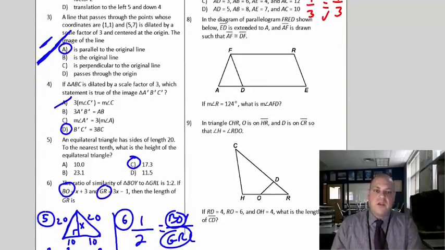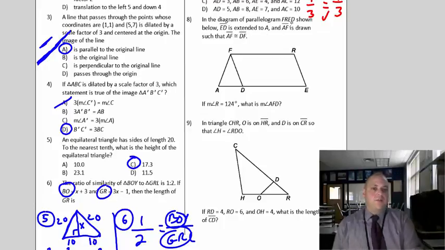Make sure they equal. In the diagram of parallelogram FRED shown below, ED is extended to A, AF is drawn such that AF is congruent to DF. So I'm going to put AF congruent to DF. Angle R is 124. They want us to find AFD. AFD, they want us to find this angle up here. I'm just going to color it in. We're finding that angle there.